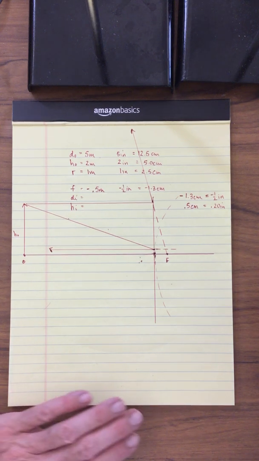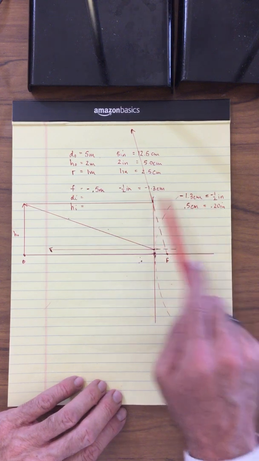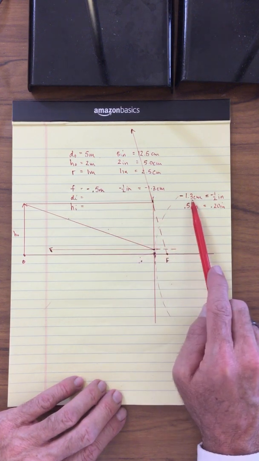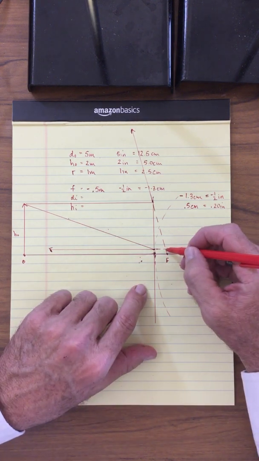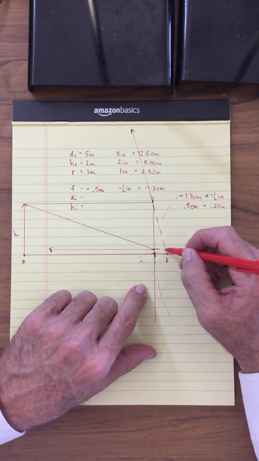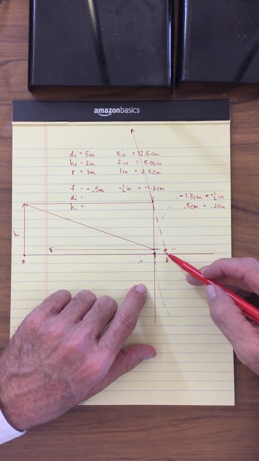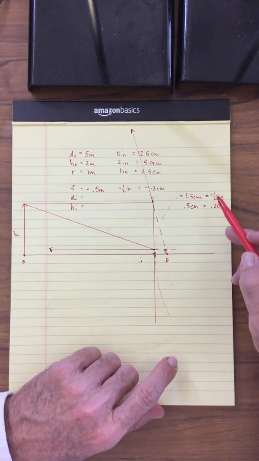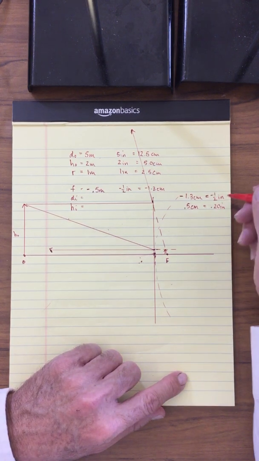Okay, I did some calculations, and I noticed that the minus 1.3 centimeters is just like this right here. So my distance is going to be very close to the focal point, it looks like. There's my image right there. It's going to be very, very close to that focal point, very close to half an inch.